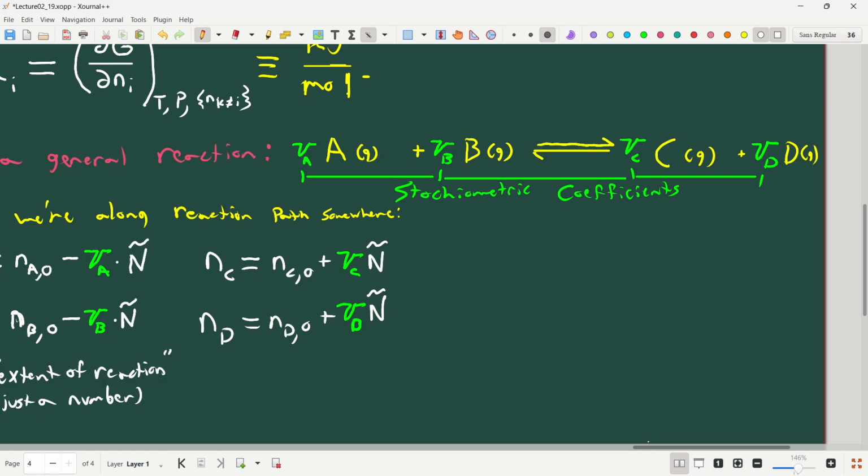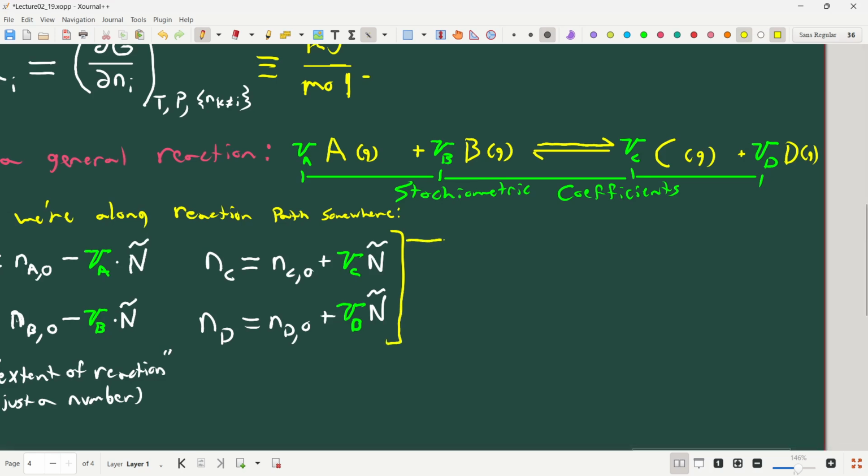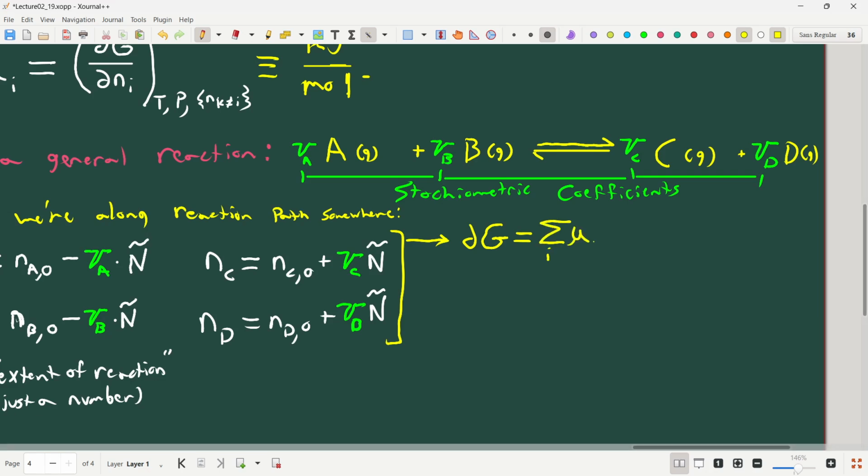So now we can take this idea and plug these values into our chemical potential equation. So we have that dG is equal to the sum over all the components of their chemical potentials times the change in their moles. Okay, so now plugging in our click equations for each of these.